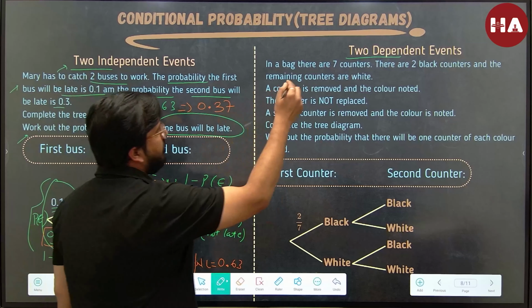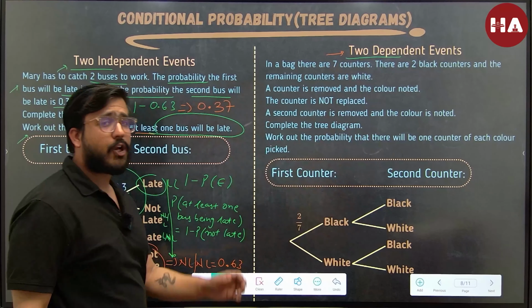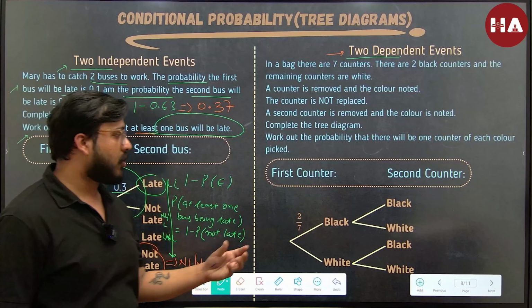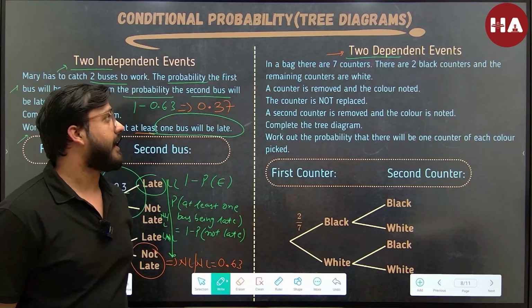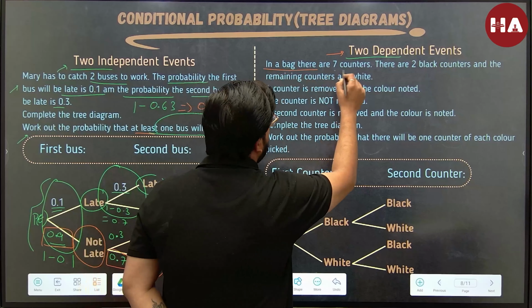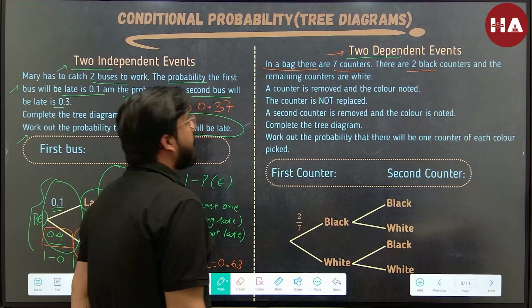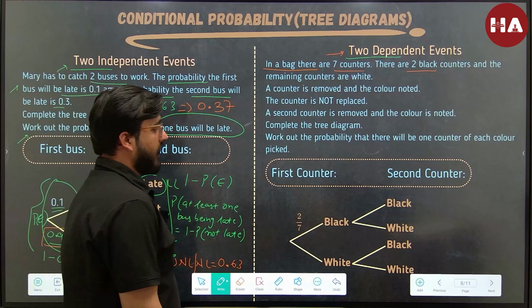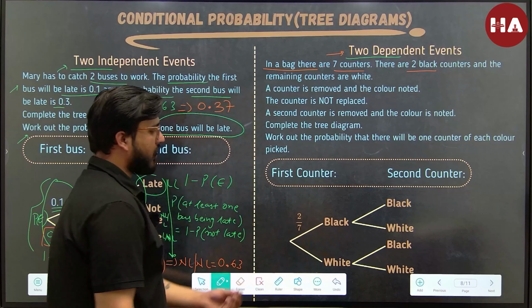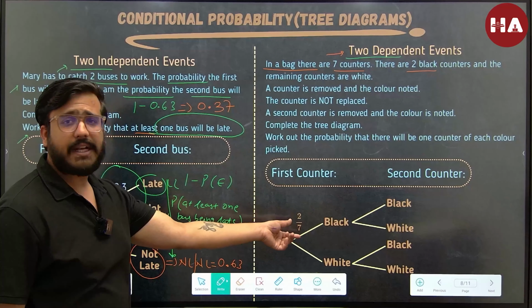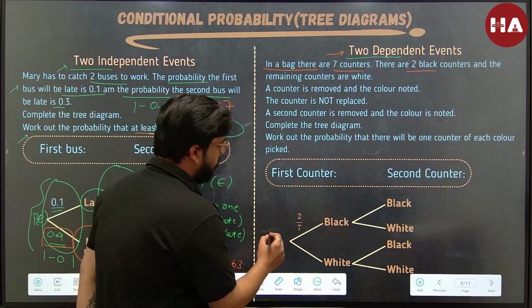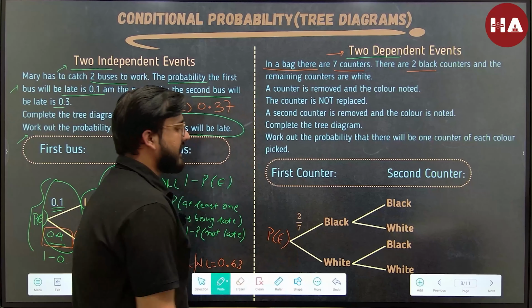Now let's talk about two dependent events, where the happening of the first event also affects the happening of the second event. In a bag there are 7 counters. There are 2 black counters and the remaining counters are white. Here you can see the total has been given in the tree diagram, that P of E is given as what?